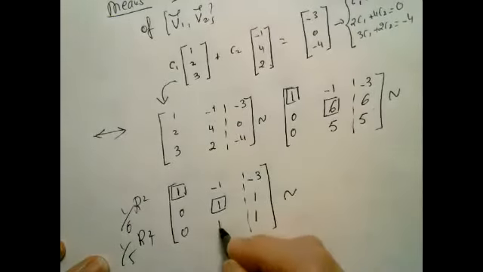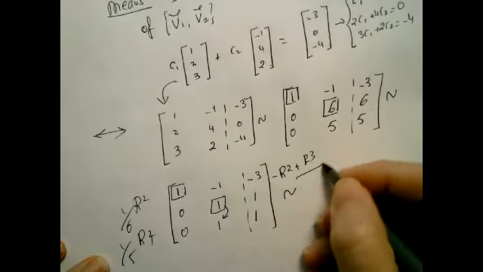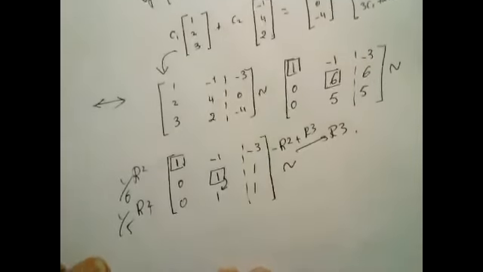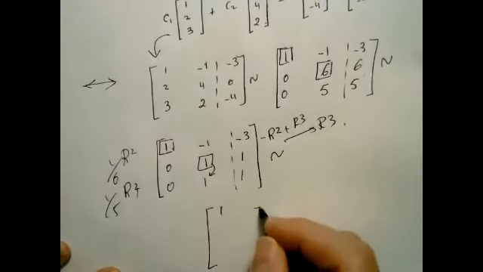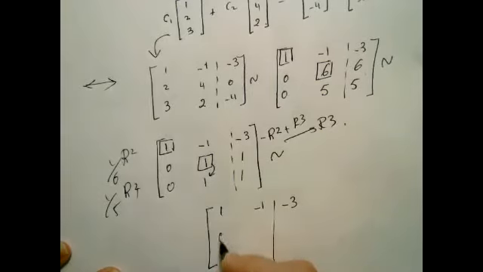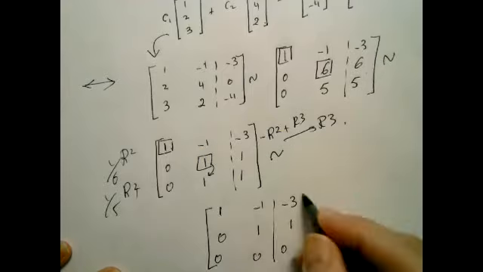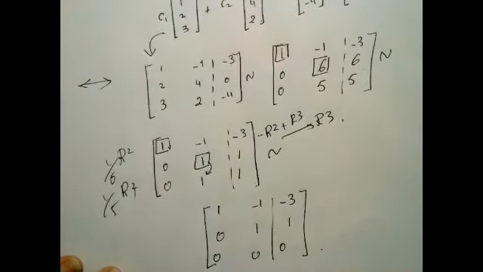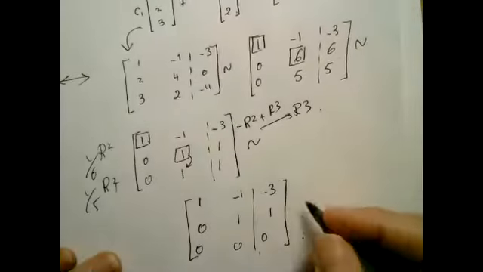Now, my last step, because everything below the leading entry has to be 0, I need to take minus 2R2 plus R3 into R3, because I need my echelon form. This gets me there: 1, minus 1, minus 3, 0, 1, 1, and now minus 1 plus 1 is a 0. So what does this tell me? First, the system is consistent. Crucial. It means I can find the weights C1 and C2, and I can write my vector W as a linear combination.